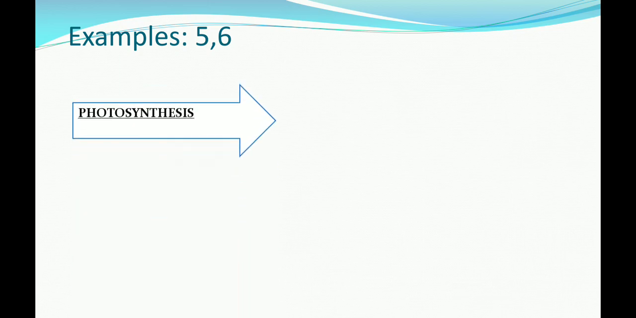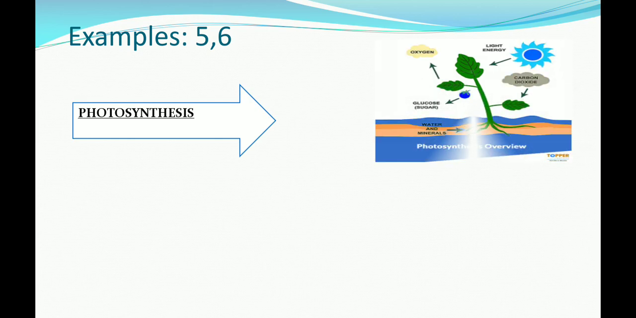The other example of chemical change is photosynthesis. Photosynthesis is a chemical process because new substances are formed as a result of photosynthesis. In this process, the green plants and other organisms change the light energy into chemical energy, and in this process plants use carbon dioxide and water. In the presence of sunlight, it produces glucose molecules along with oxygen. So photosynthesis is a chemical change.